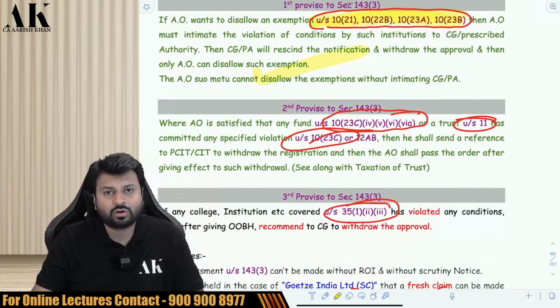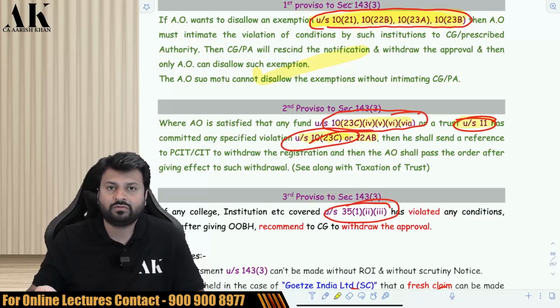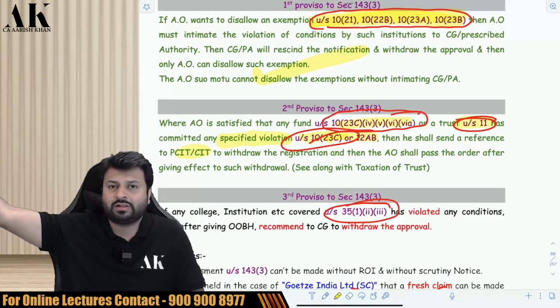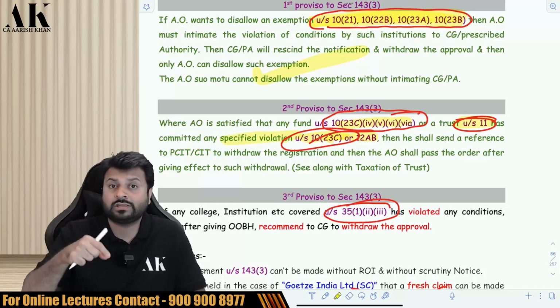Similarly, these are certain colleges, universities, educational institutions, and charitable trusts who are registered under different provisions, and if they commit any specified violation, which you have learned in what chapter? In the chapter of trusts, you have seen that a trust is not supposed to commit certain specified violations.